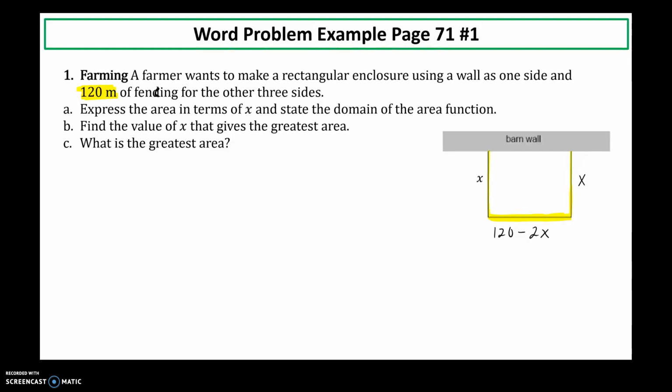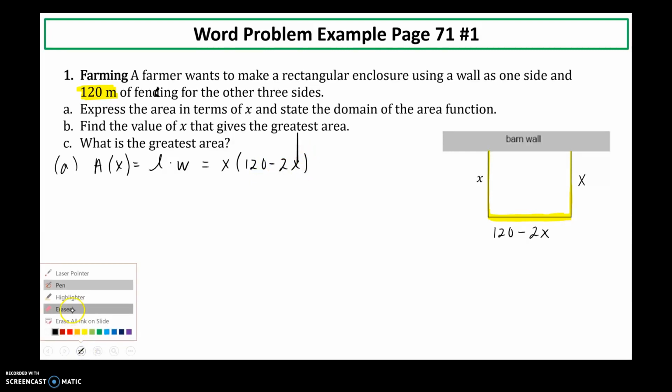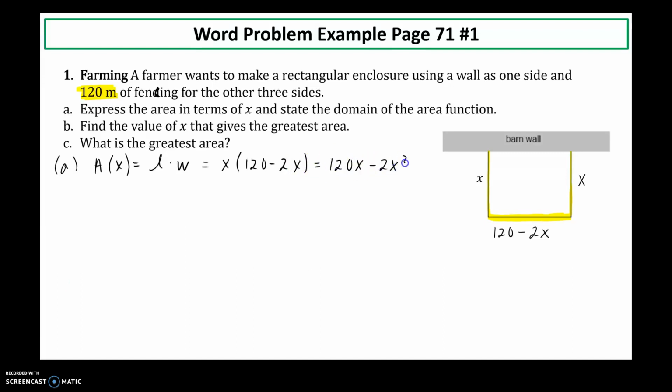So express the area in terms of x. The area of a rectangle is length times width, but in terms of x means x has to be the variable in my equation. What are my dimensions that we just drew? x times 120 minus 2x. Now again, is it a quadratic? It is. I'm going to distribute that x from the outside, and now I have an area function that's a quadratic. So now we're able to find a vertex of that.